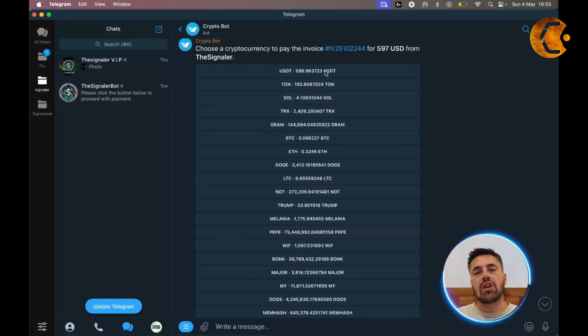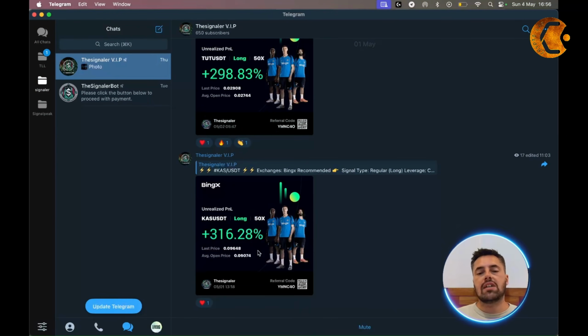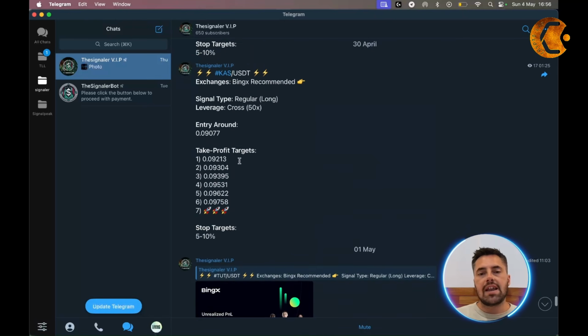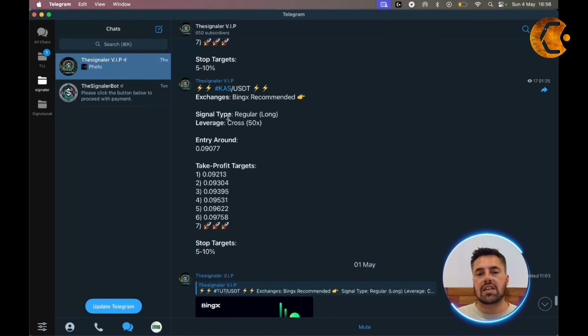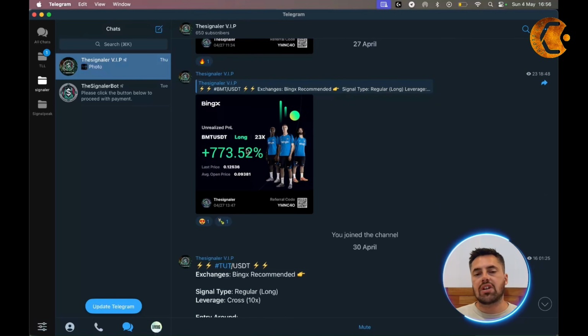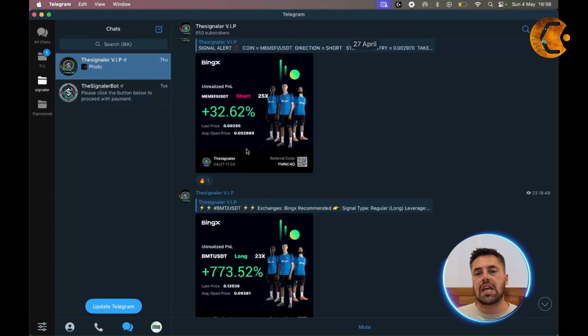Now we're going to jump over to have a look at the Thesignaler VIP group, so you can get an understanding of all the profits and stuff that the community are getting. So as you can see, guys, here it's quite clear that there are profits. We have 316%, we have 298%, and here you can see that the signals that it does give out. It gives you your pair that you're going to be trading, your entry, and your take profit targets. Scrolling further up, you can see here more profits, 773%, 32%. The profits just keep coming and coming.